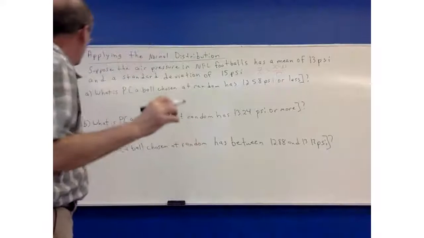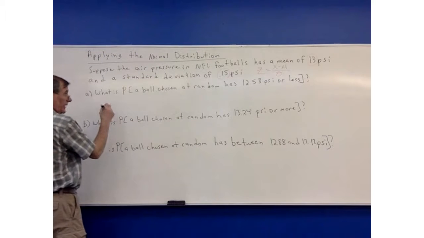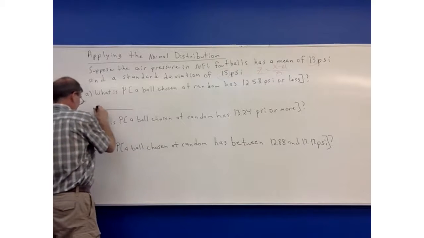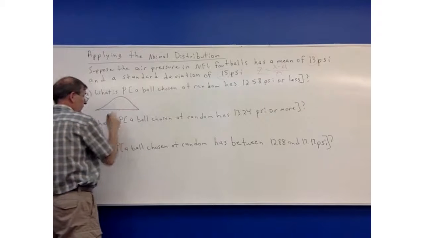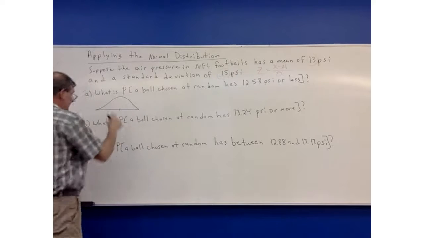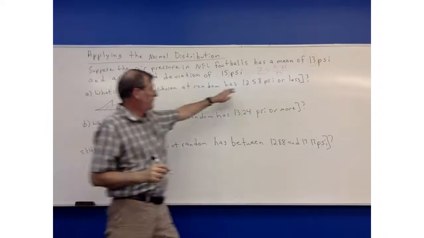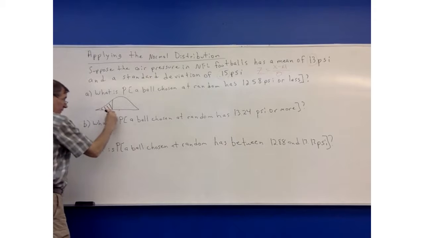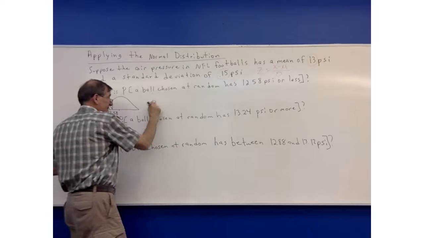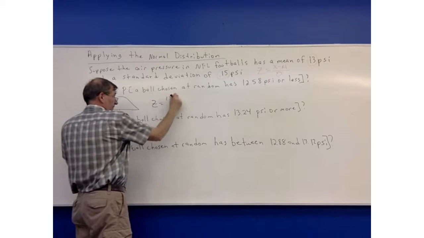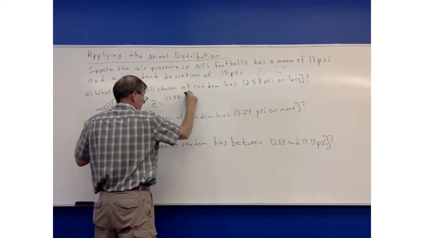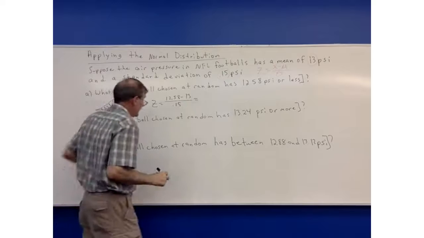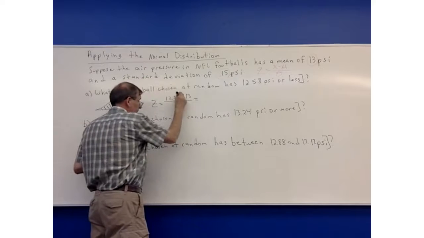Okay, so a ball chosen at random has 12.58 psi. Let's draw a picture first. 12.58 is less than the mean. 12.58 or less. Well, we've got to convert that to Z: 12.58 minus 13 over 0.15. The 8 doesn't look so good, so let's try to make the 8 look a little bit better.